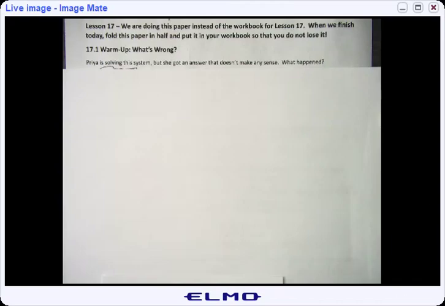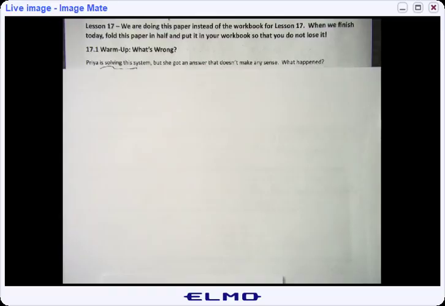All right, guys, so today we're working on lesson 17. It says we are doing this paper instead of the workbook from lesson 17. When we finish today, fold this paper in half and put it in your workbook so that you do not lose it. So again, what I would do is right by unit 2, lesson 17, I would take this paper, fold it up, and then put it in there instead.